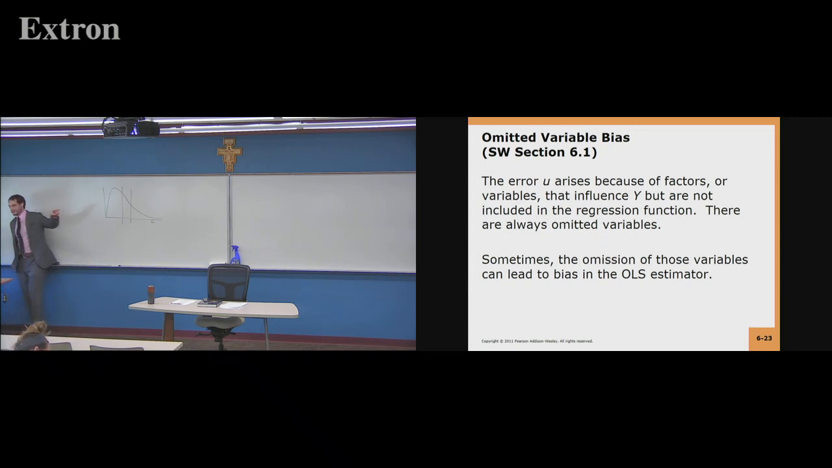Okay, so going back to the problem of just including one variable as a predictor, the error term, that U that we talked about that we want to minimize, arises because of factors that influence Y that are not included in our regression. Basically, there are always omitted variables. Oftentimes, they're omitted because, frankly, it's not possible to collect the data, or no one has collected the data yet. Other times, it's because we simply haven't thought of it. But if we don't include a lot of those variables, we're going to end up with a biased estimator. It's going to be inaccurate. It may even go in the wrong direction. So it's something we need to account for.